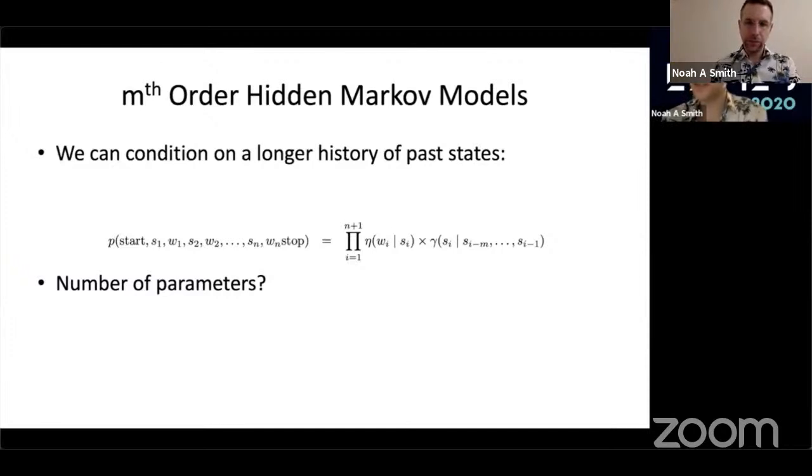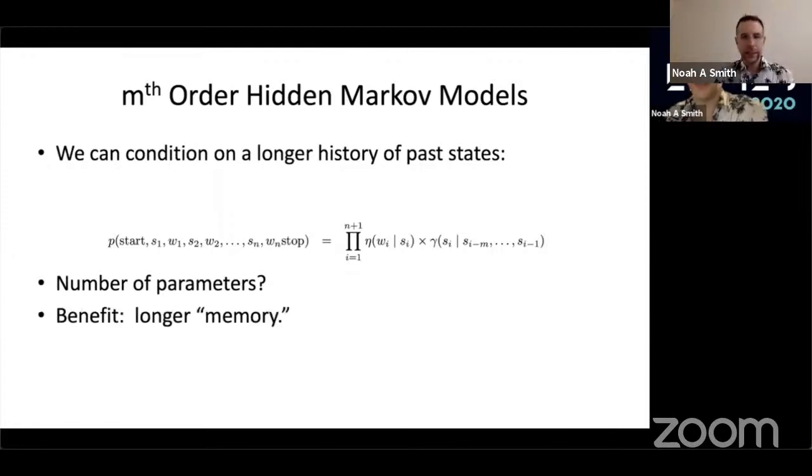Because the state space is usually much, much smaller than our vocabulary, going to higher order HMMs is generally not going to be as expensive as it was for higher order language models. So sorry, higher order HMMs will not be as expensive as higher order language models were because we have so many fewer states than we have words in most use cases.